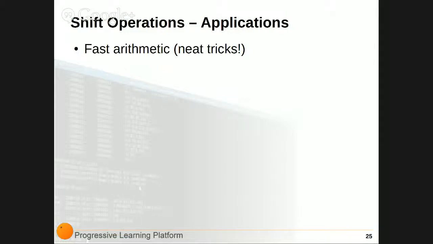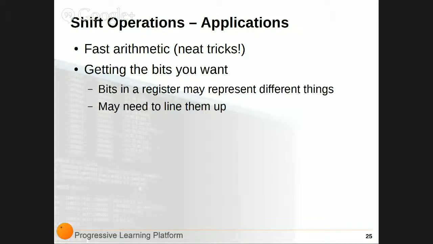Fast arithmetic, getting the bits you want. When you start dealing with the UART device next week on the PLP CPU, you'll see that in a register, each bit may mean different things, and you may want to use just a few bits and not the rest. Shifting and masking will help you.